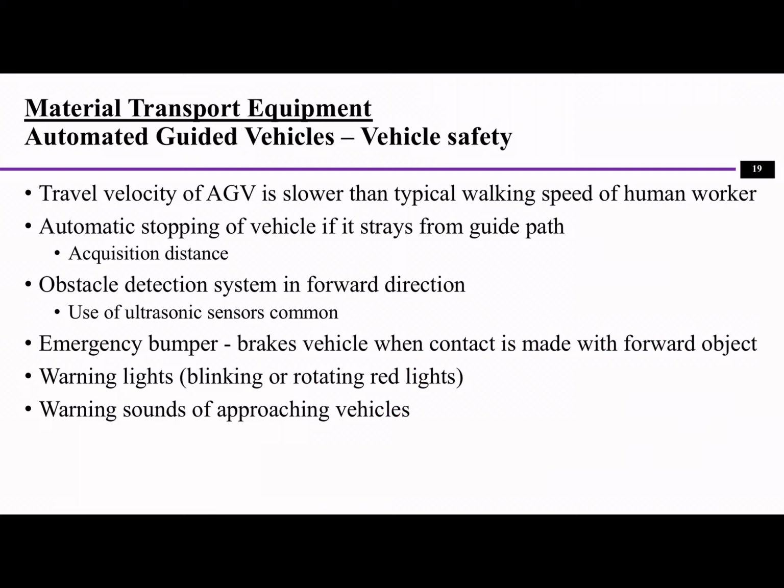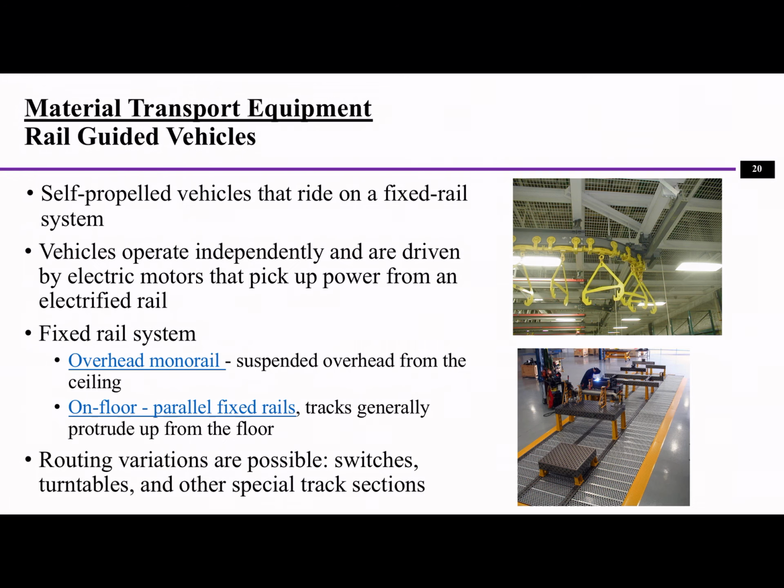We discussed already about the vehicle safety. And another type of vehicles is the rail guided vehicles. It's also very common in production companies. One is a fixed rail system. So for example, the overhead monorail. We can take a look at it.